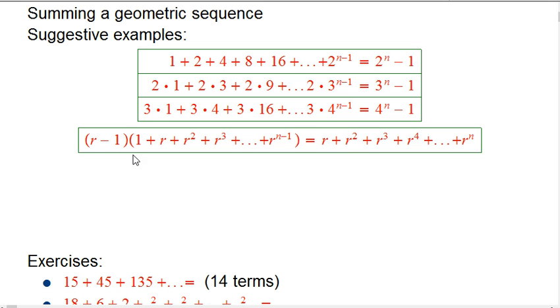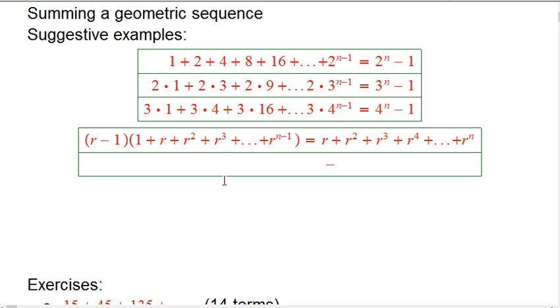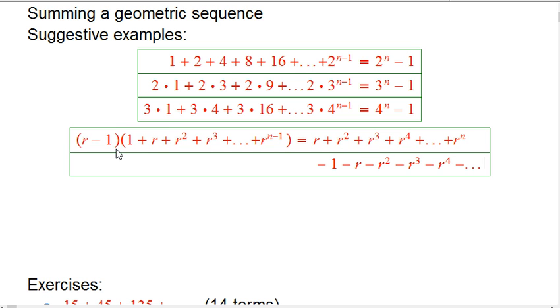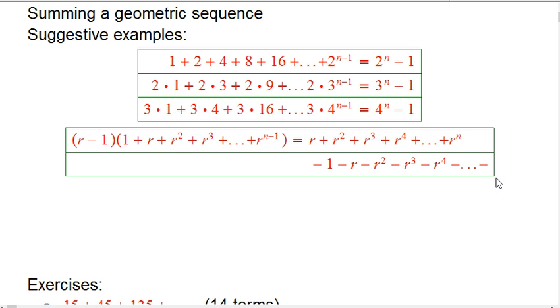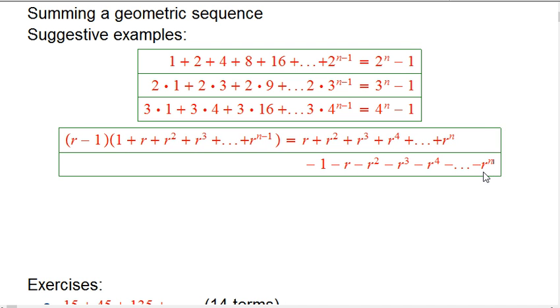But that's just the r times all this stuff. Now I'm going to subtract 1 times 1 is 1, and then also 1 times r is r, and r squared, and r cubed, and r to the 4th, dot dot dot. And where does it stop? It stops with an r to the n minus 1.